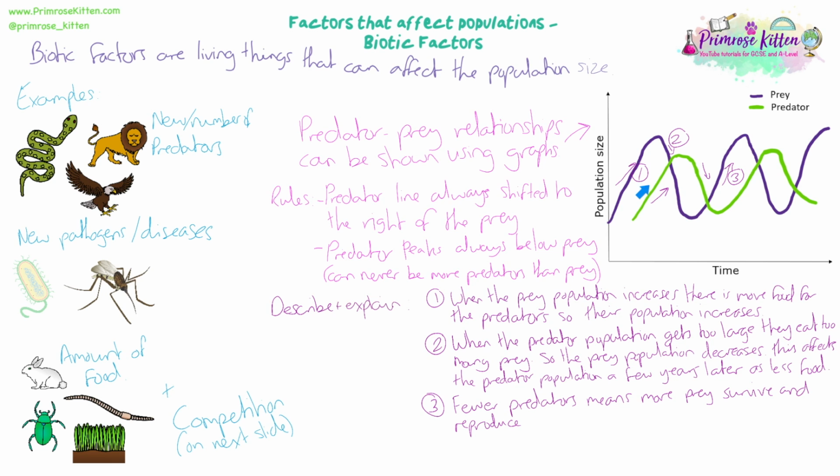And this just goes up and down and up and down and repeats in cycles over years of time. But you can see how both of them are very closely linked to each other. The number of predators is greatly going to affect the population size of the prey. And equally, the population size of the prey can then affect the number of predators. And that's how they're linked together as two biotic factors that are very much entwined.